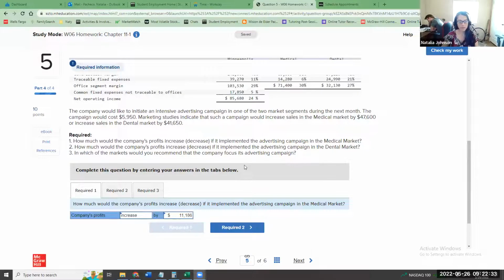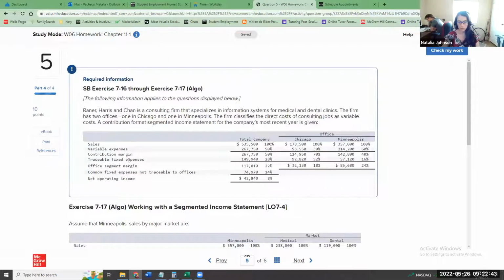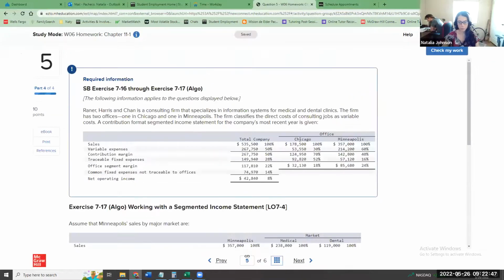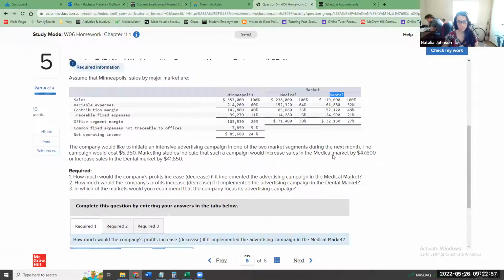All right, so some people are struggling a little bit with this question 5. So it's basically the same question that we had from question 2 to question 4, where there is a Chicago department and Minneapolis department. But for this one, we're going to divide the Minneapolis department into medical and dental.